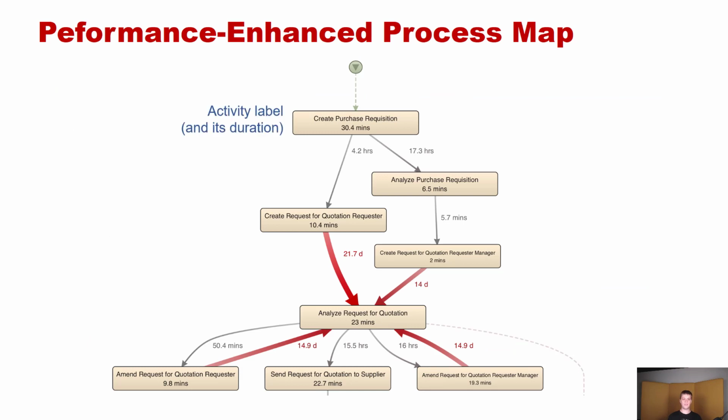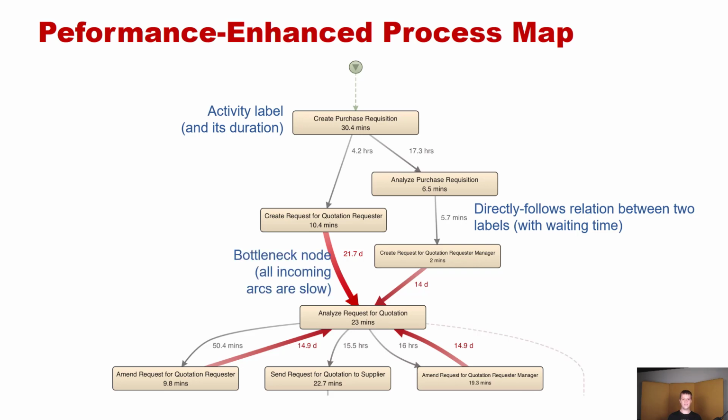We still have activity labels. However, in a performance map, they are shown with the activity duration. Also, we have the arcs between the activities, that is, the directly-follows relations. But in this case, those are presented together with the waiting times, that is, the time between finishing the first activity and starting the next activity. Also here we can easily see bottleneck nodes, nodes where all incoming arcs are slow. That means that there is some kind of queue forming in front of that activity.